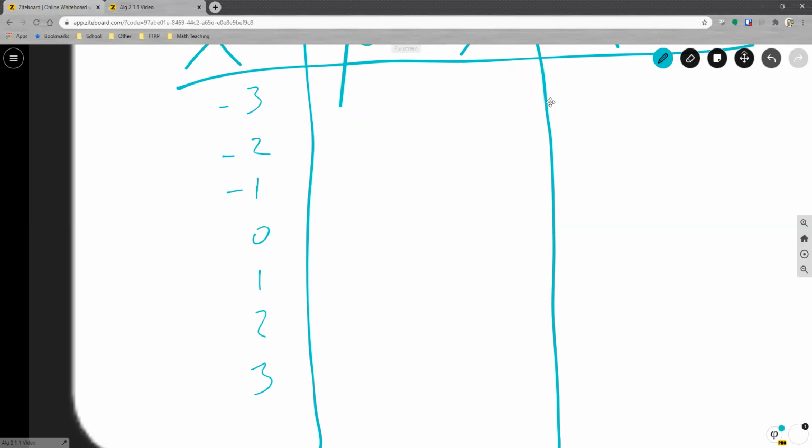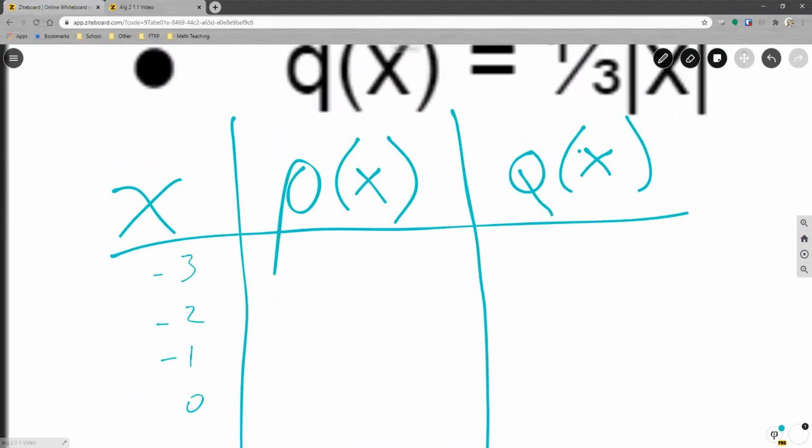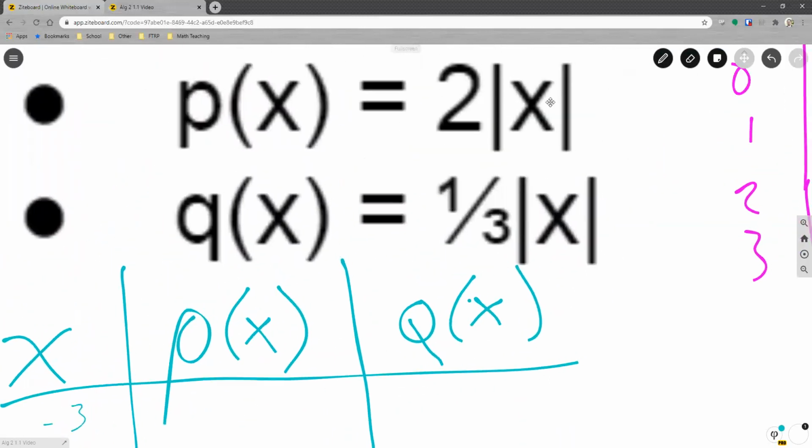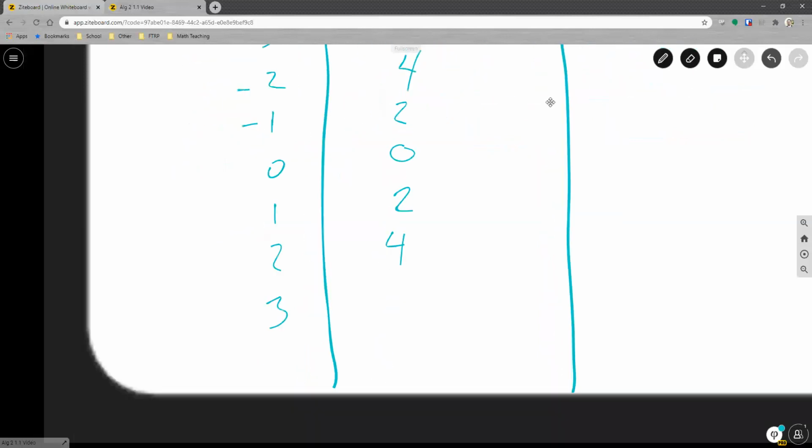Well, if I take the absolute value of -3, that's going to give me a +3. And if I then multiply that value by 2, that's going to give me the value 6. -2, absolute value is 2, times 2, 4. 2, 0. If I take the absolute value of 1, I get 1, multiply it by 2, I get 2, 4, and 6. I multiplied all those values by 2.